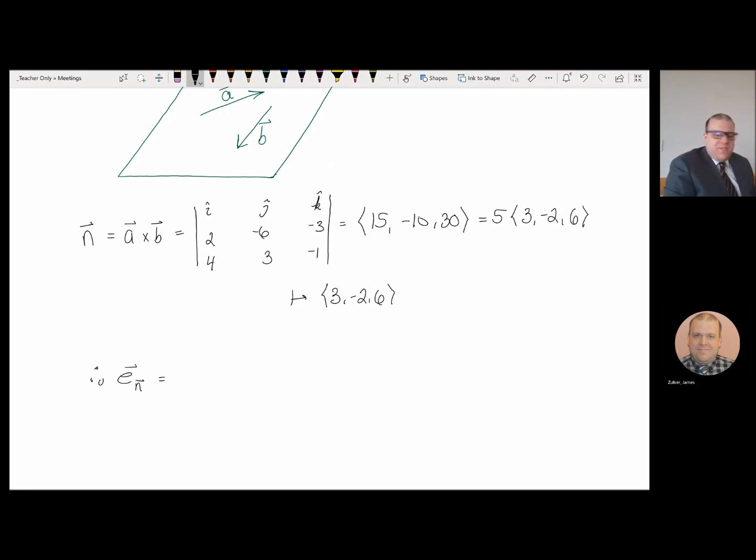So the unit vector in the direction of n is 1 divided by the magnitude of n. The square root of 9 plus 4 is 13, 13 plus 36 is 49. So there's a unit vector perpendicular to the plane.